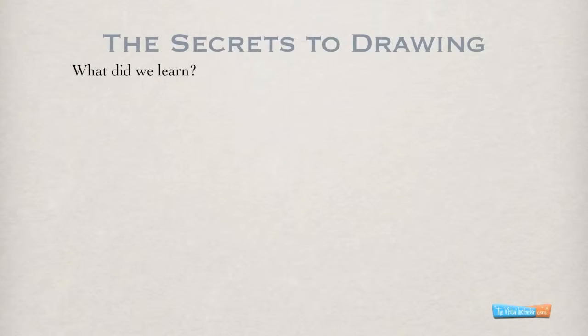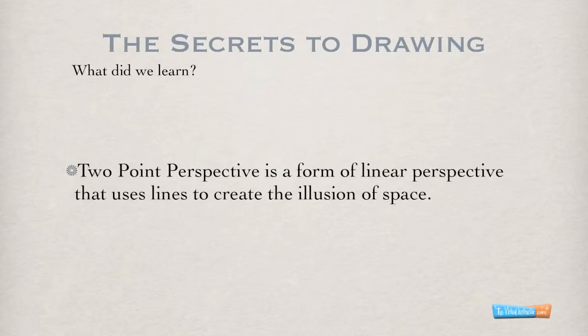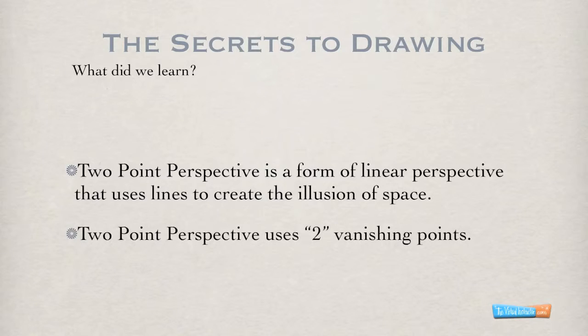So what did we learn in this video? Well, first we learned that 2-point perspective is a form of linear perspective that uses lines to create the illusion of space. Remember that 2-point perspective uses 2 vanishing points, unlike 1-point perspective. In fact, an artist should either use 1-point, 2-point, or 3-point perspective. Never mix methods. In the next video, we'll take a look at the third way to create linear perspective, 3-point perspective.